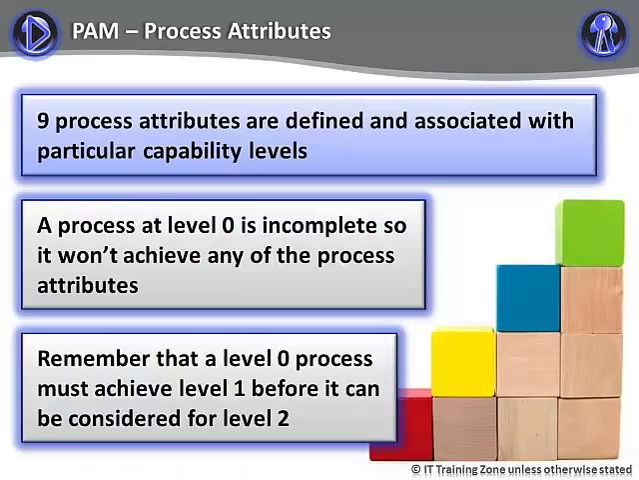Nine process attributes are defined and associated with particular capability levels. Let's go through them, level by level. Level 0 is the starting point. A process at this level is incomplete, so of course it won't achieve any of the process attributes. Remember though, a process must achieve level 1 before it can be considered for level 2.